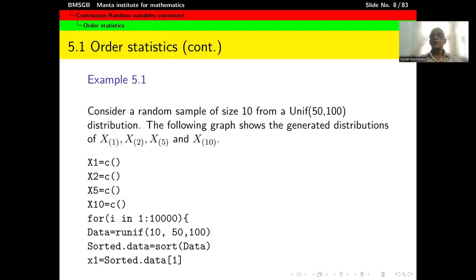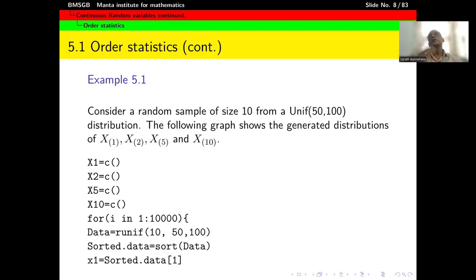Right? So I'm going to take one uniform sample of 10 observations from the uniform 50, 100 distribution, put them in ascending order, and then find the minimum value, the second minimum value, the fifth minimum value, and the 10th minimum, right?